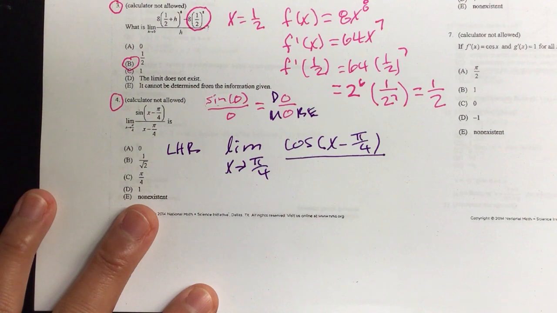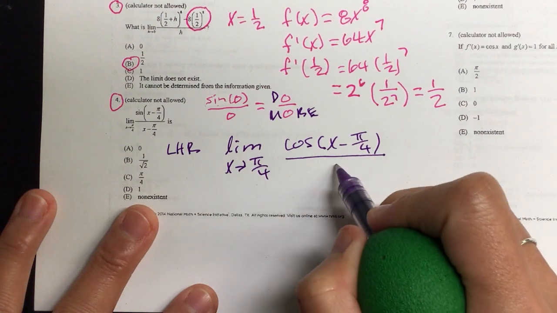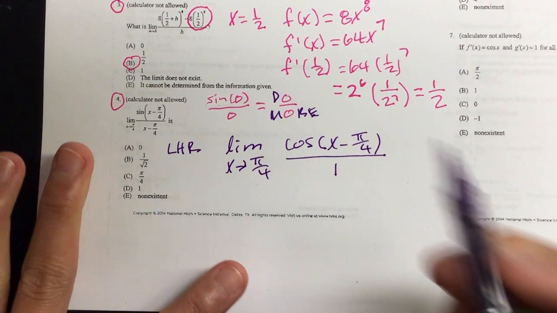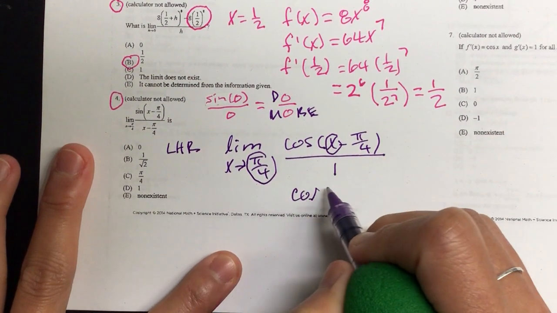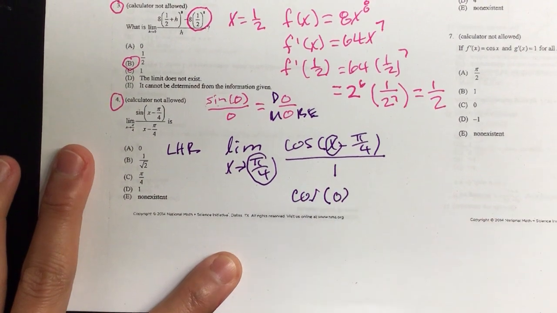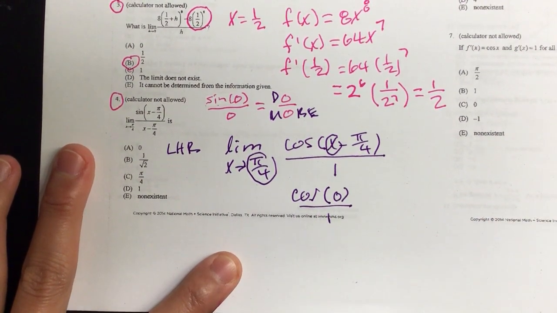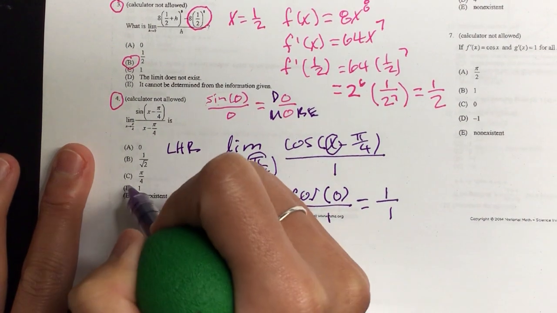What is the derivative of the bottom? 1. Good, because derivative of 1x is 1. Very good. So now I can plug it in. Plug in this pi over 4 into this x, which we get cosine of pi over 4 minus pi over 4 is 0, right? Over 1. What is cosine of 0? 1. And 1 over 1 is 1.